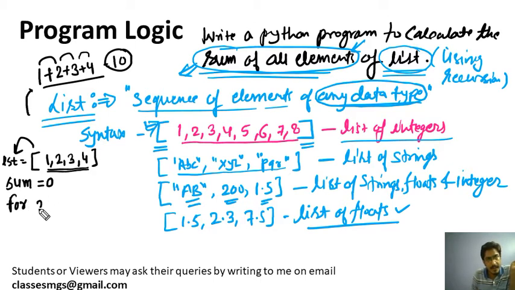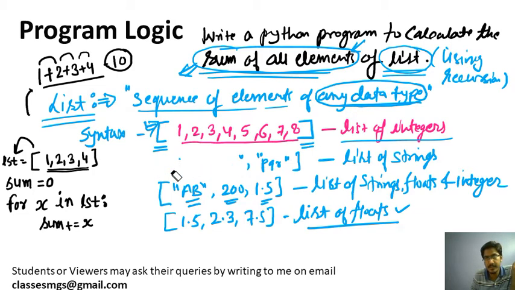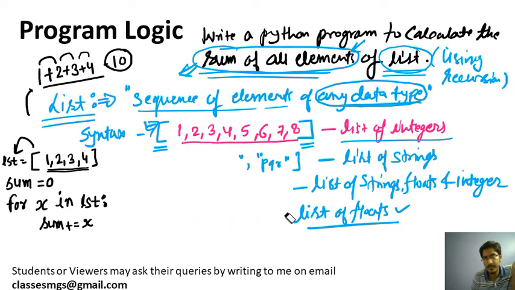For, let's suppose, x in lst, and then what we will do is sum plus equals x, like this. Okay, what this code will do, I am showing you. I am roughing this because I already explained it to you. So how will it work?